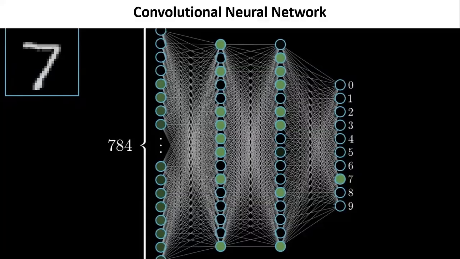This 7 is of pixel size, say 28 by 28. 28 times 28 becomes 784 pixels. Those 784 pixels are passed through these dense, fully connected layers to recognize whether this image is a 7 or any other number. Out of these 0 to 9 numbers, the probability for 7 will be highest, so that it will be classified as 7 and not 1 or 2 or any other.